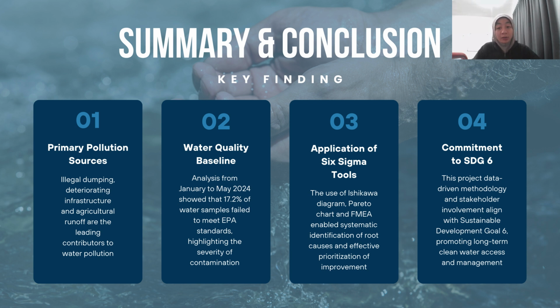And the second one is the water quality baseline. We analyzed data from January to May 2024, which showed 17.2% of water samples failed to meet EPA standards, highlighting the severity of contamination. Then the third one is application of Six Sigma tools. We have used many Six Sigma tools such as Ishikawa diagrams, Pareto charts, and FMEA that enable systematic identification of root causes and effective prioritization of improvement efforts.